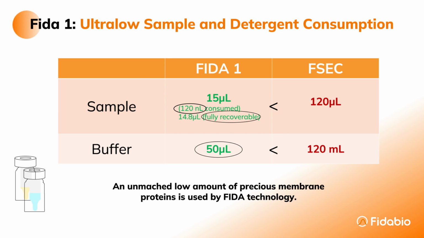With FSEC, the sample consumption is about 120 microliters for a single replica, and about 120 milliliters of detergent buffer is used to equilibrate and run the column.